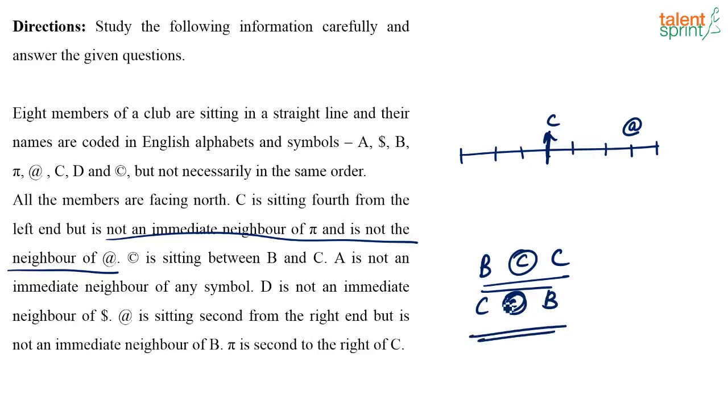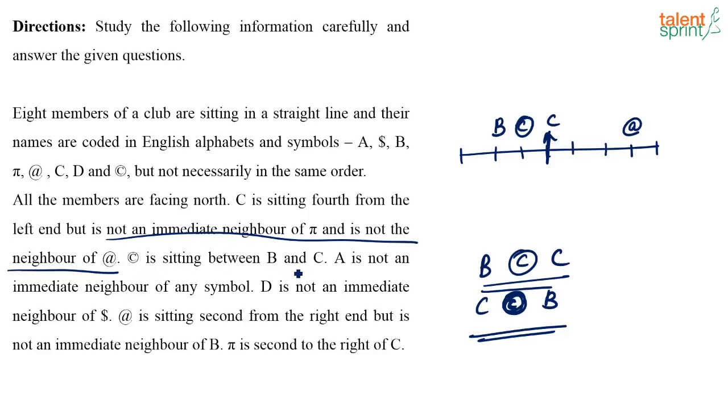Now if it is this way, C and this symbol and then B, then this has to be that symbol and this has to be B. But here they have very clearly said that at the rate of is sitting second from the right end but is not an immediate neighbor of B. So this is not possible. That means that this has to be B and this has to be that person. So now I have fixed these people also. Next, what is given?